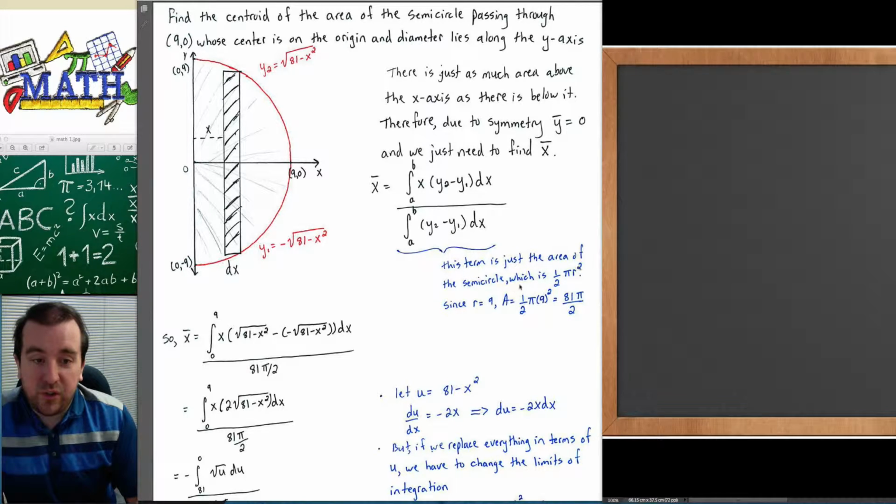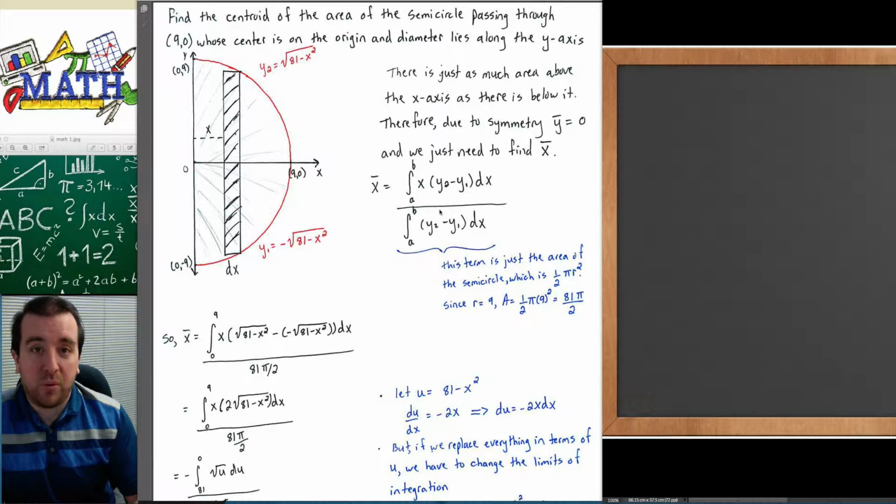So this is just the area of the semicircle, and we already know the area of a circle is pi r squared. Therefore, the area of a semicircle is half of that, so half of pi r squared. Now, we also know the radius of this circle, because this is a circle that extends out to (9, 0). We can see it as a point at (0, -9) and (0, 9). So therefore, the radius of this circle is actually 9. So we can put that in here. So half of pi, 9 squared, that's 81 pi over 2. So that is the bottom done.